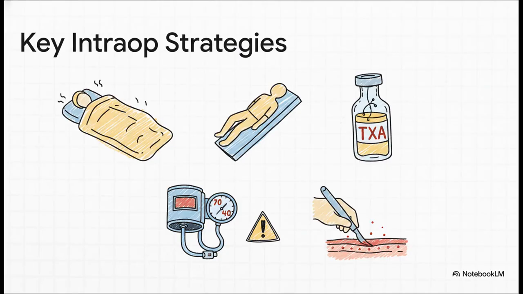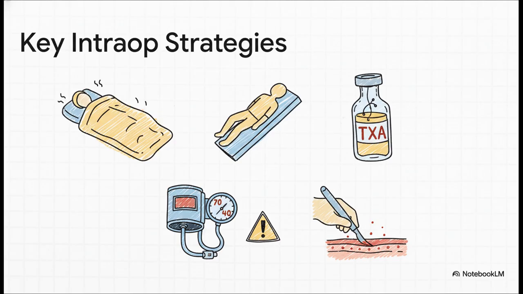Think of these as the core tools in your intraoperative toolkit. Some are just fundamentals of good anesthesia, right? Like keeping the patient warm to avoid hypothermia-induced coagulopathy and positioning them carefully to stop venous pooling. Others are specific things we do, like giving tranexamic acid or using permissive hypotension, though you have to be super careful with that one.